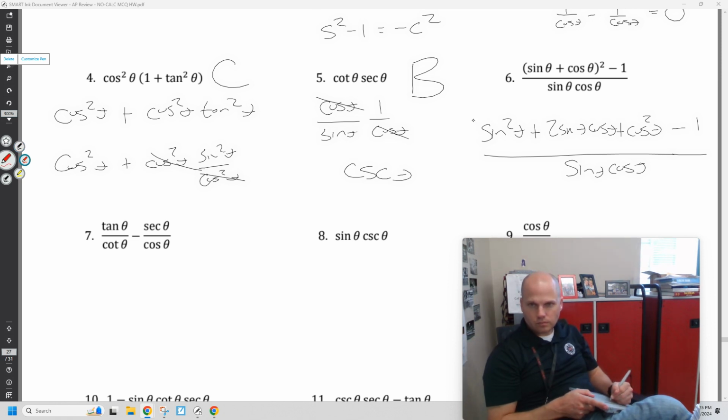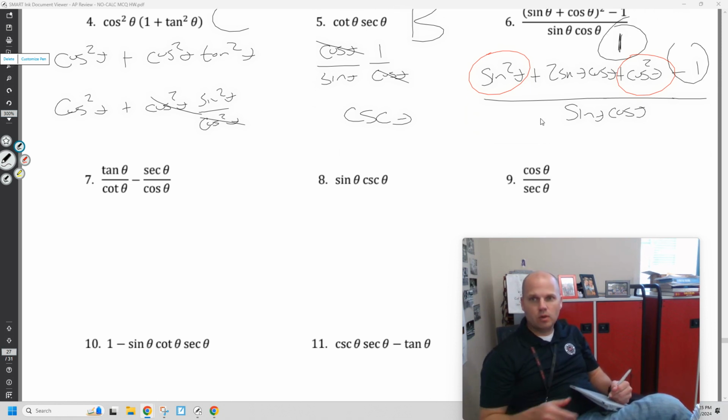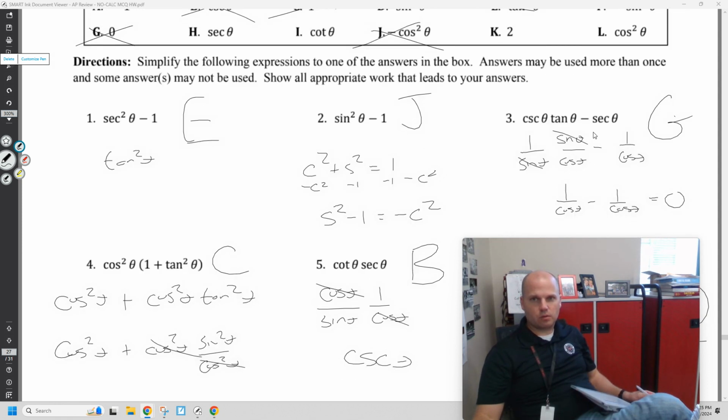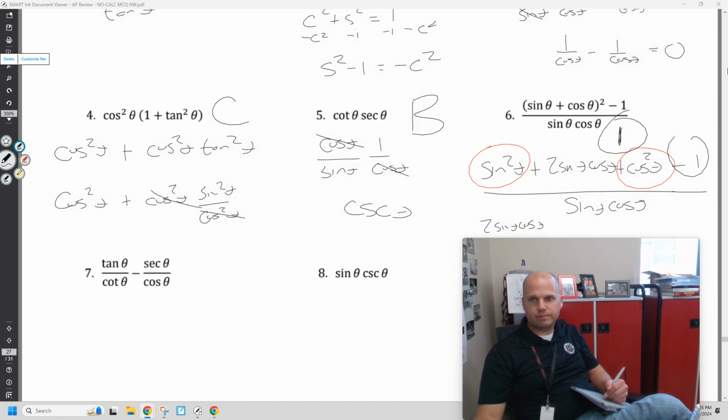So this plus this, watch, is 1. 1 minus 1 is 0. We end up with just 2 sine theta cos theta over sine theta cos theta. Sine theta cos theta is canceled. We get 2. Okay.